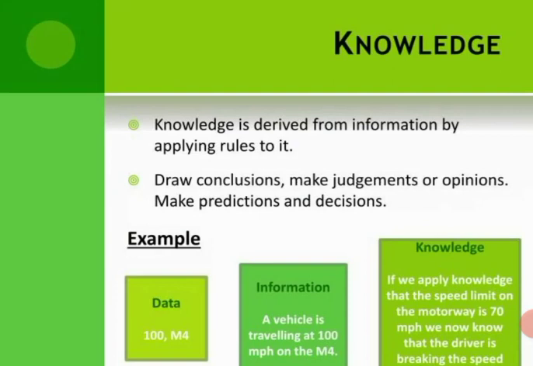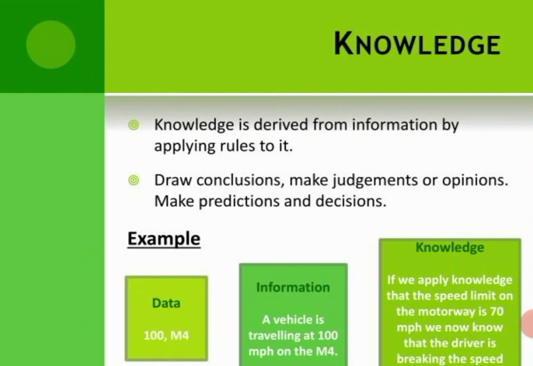So you understand: a vehicle is traveling at 100 miles per hour on the M4. But when it comes to knowledge, if you apply the knowledge that the speed limit on the motorway is 70 mph, we now know that the driver is breaking the speed limit.